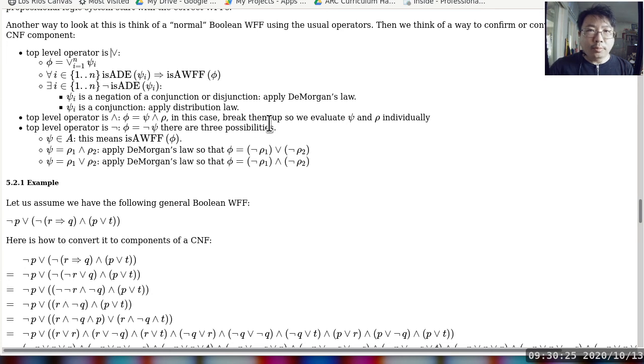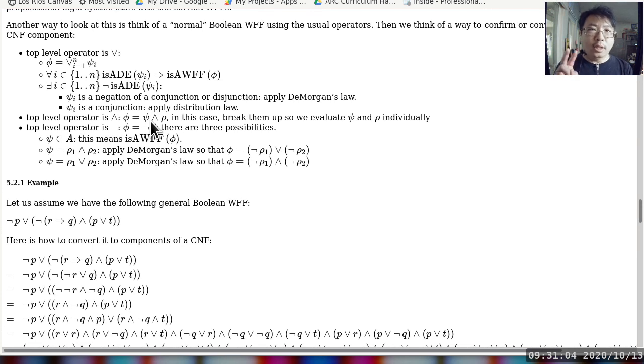to break them up, okay, so you want to evaluate psi as the next target to turn into a CNF, and you want to look at rho as the other target to turn into CNF, and then reapply the technique recursively. Because once you turn psi into its own CNF and you turn rho into its own CNF, then joining two CNFs using conjunction is a-okay.